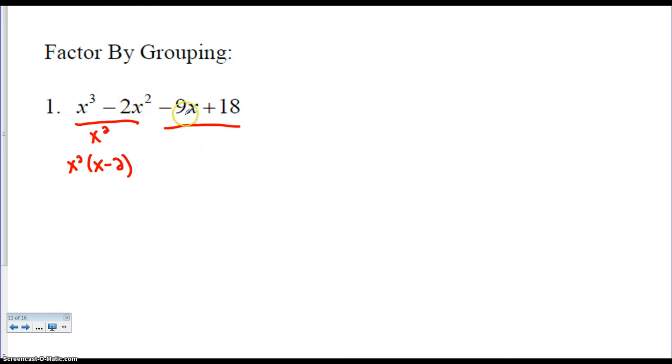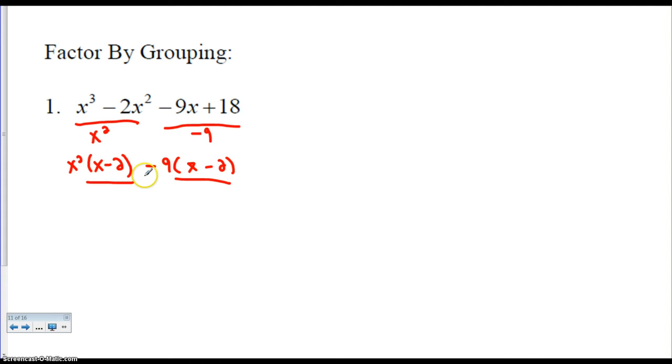Now I want to look at these two terms and say, what goes into both of these terms? And the greatest thing they have is a 9. But because this is a negative, and I don't really like negatives in front of my leading term, I'm going to factor out a negative 9. Negative 9 is the greatest common thing between those two terms. So I end up with negative 9. If I take negative 9x divided by negative 9, I get x. And I take 18 divided by negative 9, I get a minus 2. So what I notice is that I have two x minus 2's.